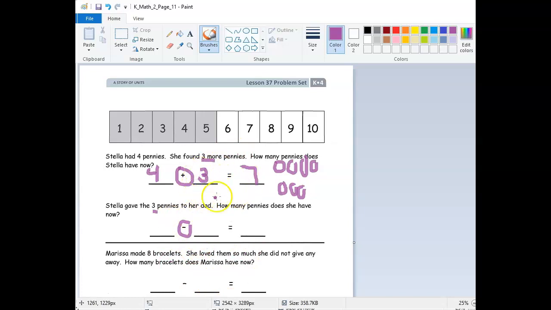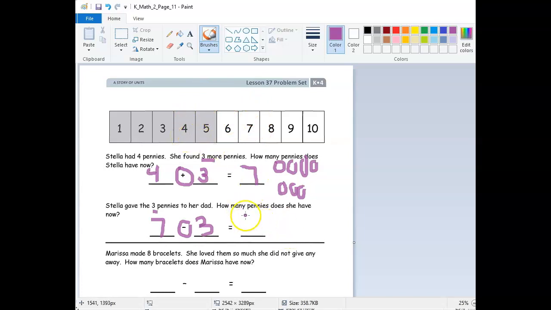How many pennies did she have altogether? Yes, 7. So 7 is going to be our whole. She had 7 pennies. And how many did she give to her dad? Yes, 3. So 7 minus 3 equals, now let's figure out how many pennies she has. So I'm at 7 and I'm going to go back 3 spaces. 1, 2, 3. How many pennies does she have now?